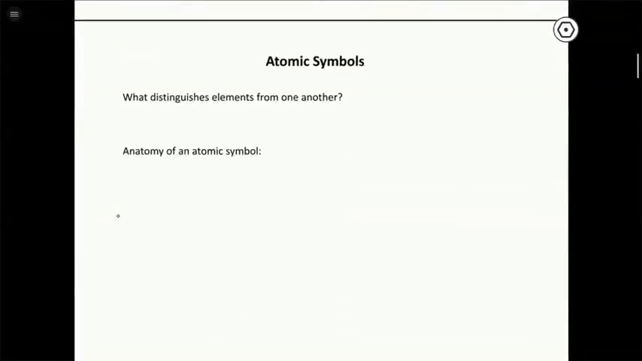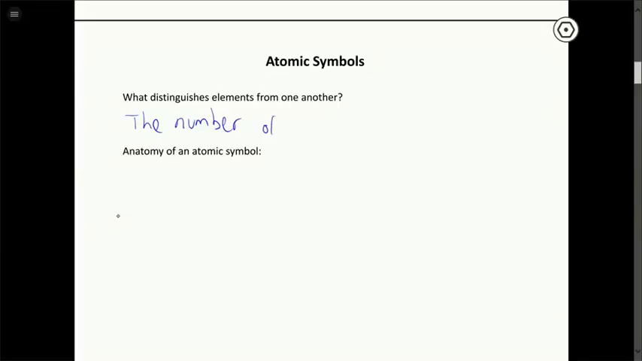So if we want to think about what distinguishes one element from another, we talked about in atomic theory that elements are made up of atoms and that all of the atoms for a specific element must have the same mass and many other characteristics the same. Now that statement is partly true, but what really distinguishes one element from another in the atoms that make them up is the number of protons in the nucleus. So if you know how many protons are in the nucleus of an atom, you know what element that atom belongs to.